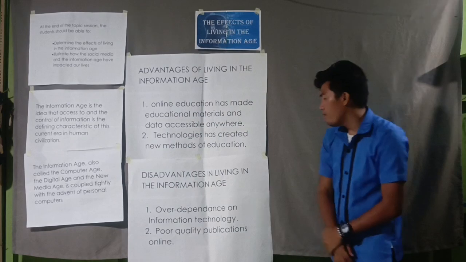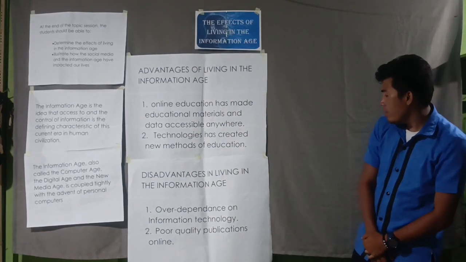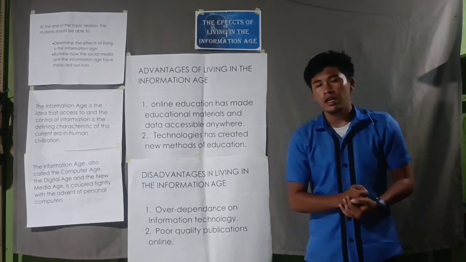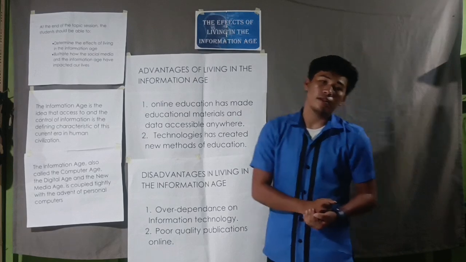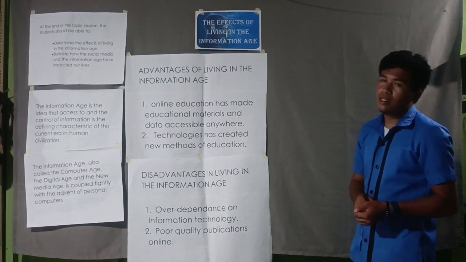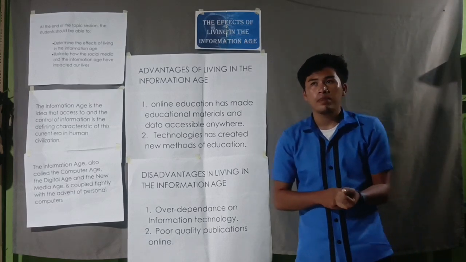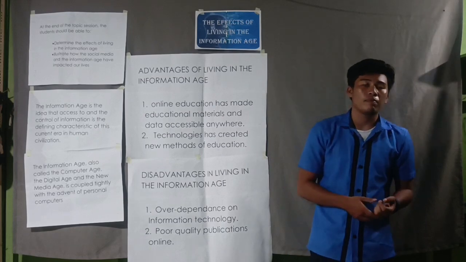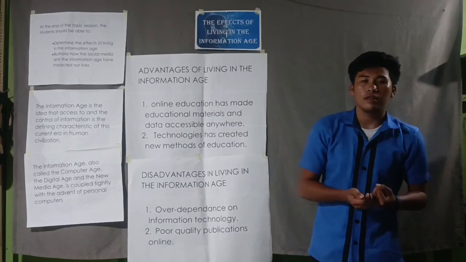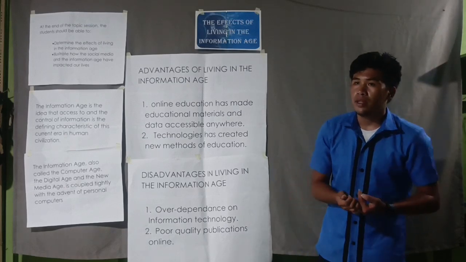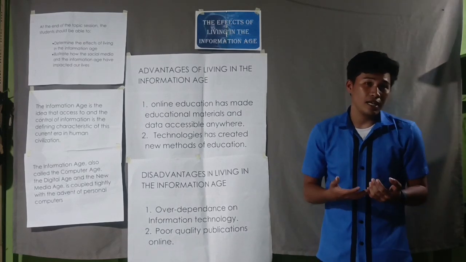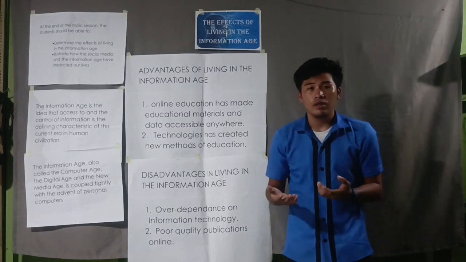Okay, number one, we have over-dependence on information technology. Now, just like what I've said earlier, some students or those in their teens are addicted to the internet, and they don't study in a traditional way, like for example, learning in school where the teacher teaches, or learning in their homes where the parents teach. They always have their faces on the computer or cellphone.